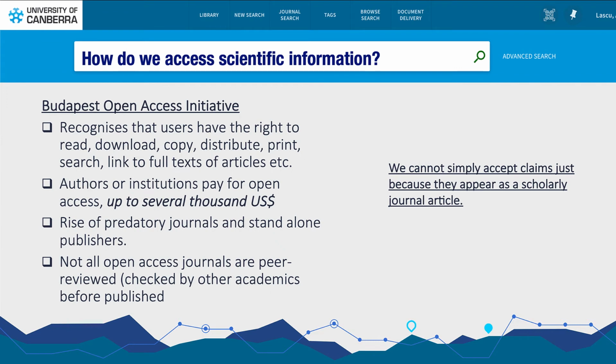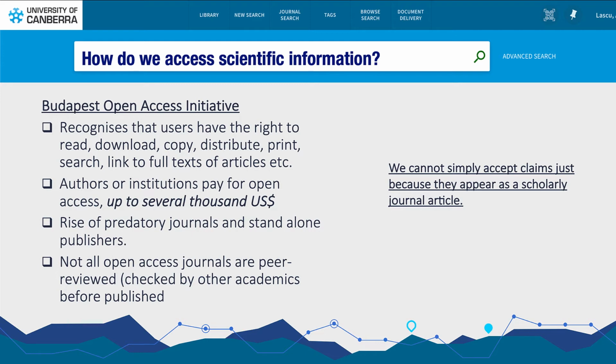What we do with the information is actually founded upon how we access it. We have an initiative called the Budapest Open Access Initiative, which actually recognizes that users have a lot of rights to the articles and scientific knowledge that we're presenting. But for an article to be open access, where you can just go straight online and download it for free yourself, without needing to look at the institution library, for example, like we started in this lecture, authors or institutions have to pay for that open access, and it can be up to several $1,000s.